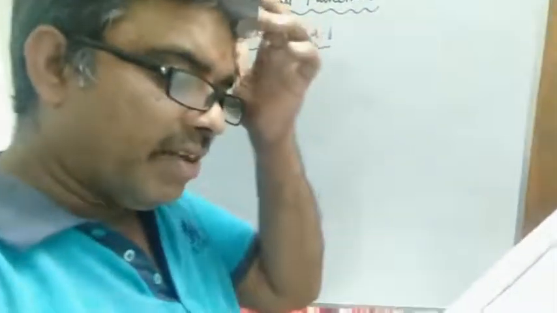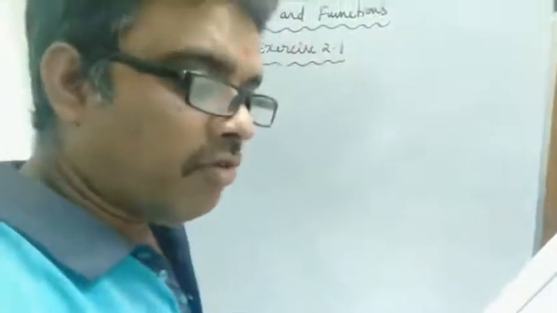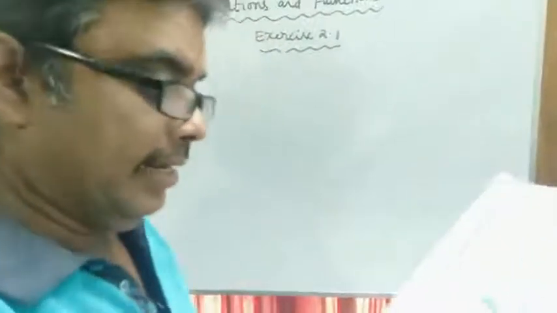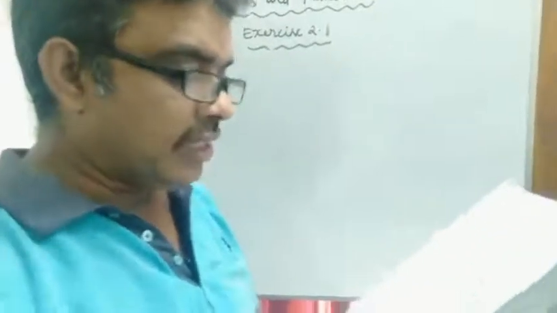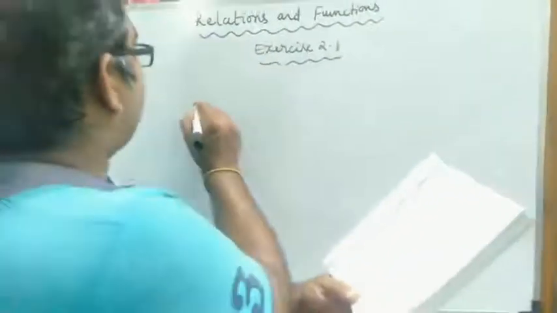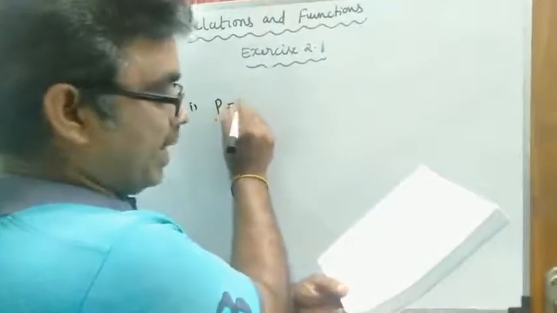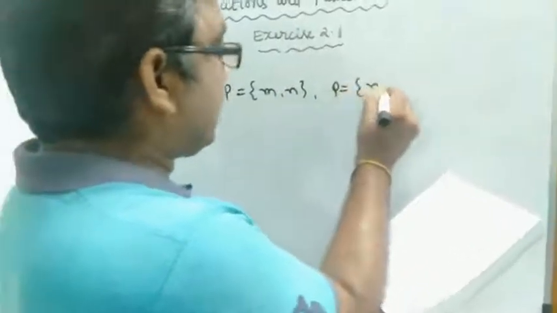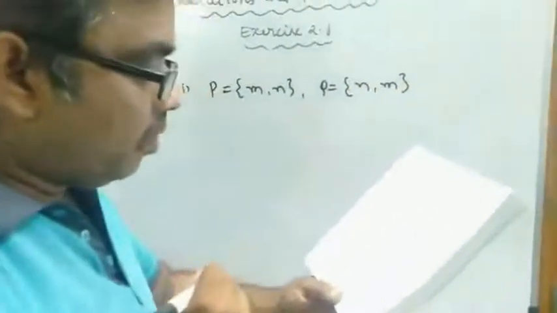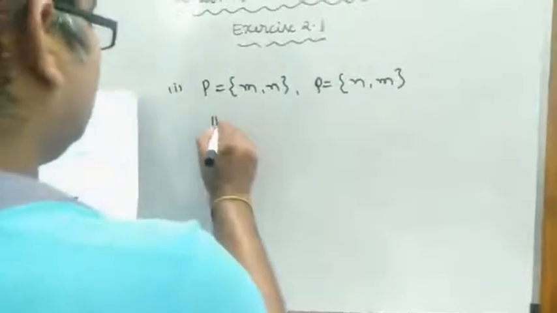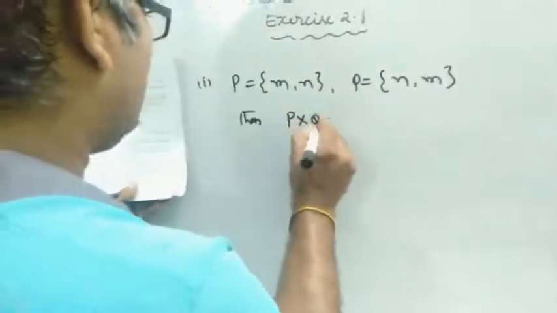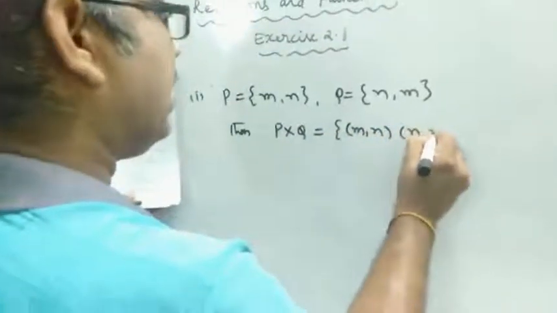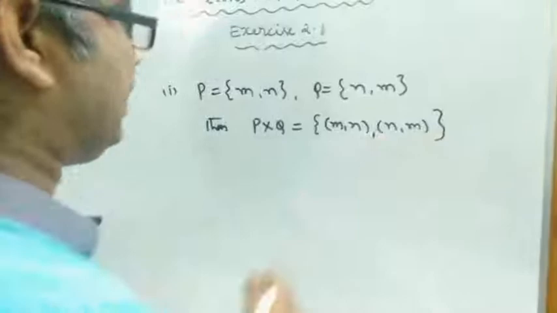See the fourth problem in the textbook. State whether each of the following statements is true or false. If the statement is false, rewrite the given statement correctly. First one: the set P contains two elements m, n, and the set Q contains n, m. What he has given is that P cross Q, the Cartesian product of P and Q, contains only (m, n) and (n, m). Only two elements.